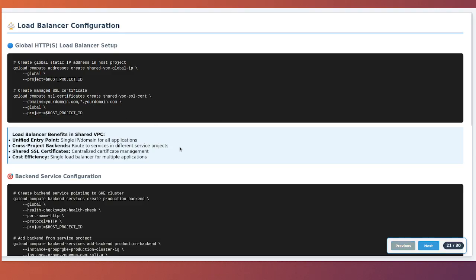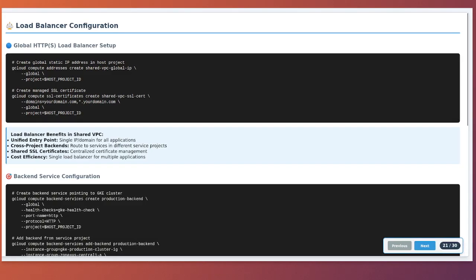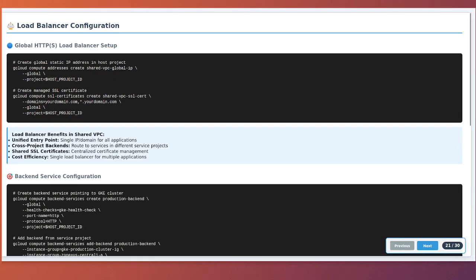Load balancer configuration. Load balancers are crucial for exposing your GKE applications to external users. In a shared VPC setup, you can configure load balancers in the host project to serve applications from multiple service projects, providing a unified entry point. Google Cloud offers several types of load balancers.